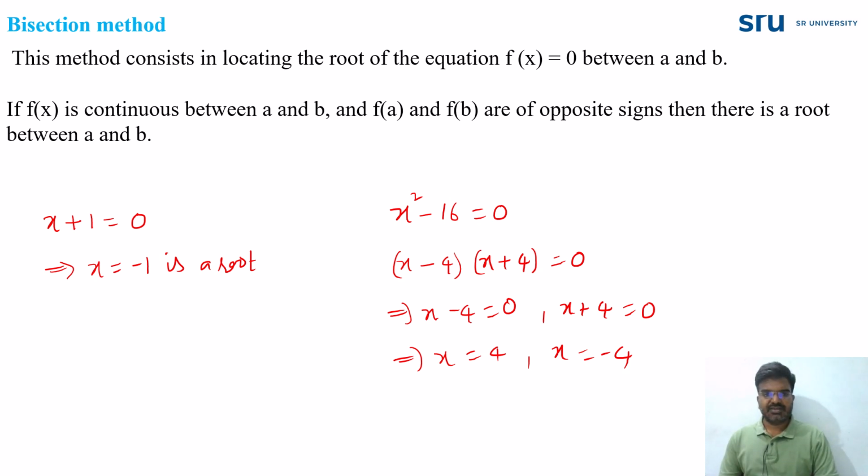One basic method to find the root of an equation is the bisection method. By using the bisection method, we can find the root of any equation. Already we know one property of the function. Suppose f of x is continuous between a and b and f has different signs at a and b. Then there exists a root between a and b. By using this, we can find the root of any equation in the bisection method.